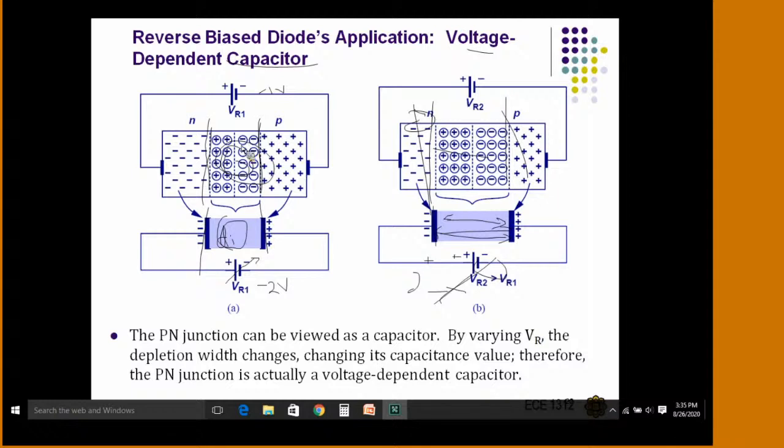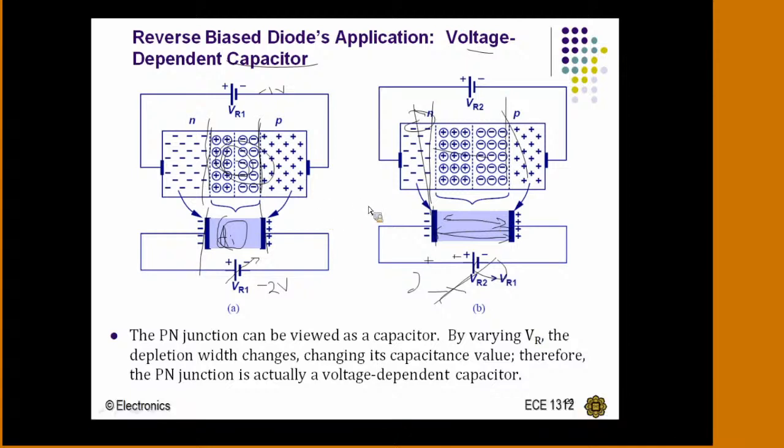How is it acting as a capacitor? There are no charge carriers in this depletion region. We are considering that as a dielectric medium. What is a capacitor? It has a dielectric material, and this is the dielectric material. If we still increase the reverse voltage, the distance between the plates becomes more and more, and the capacitance changes more and more. This is a simple application of a diode in the reverse bias condition.